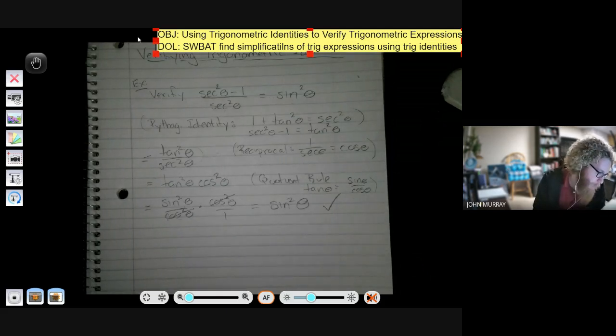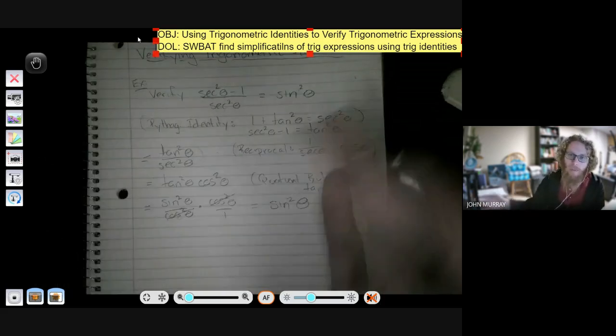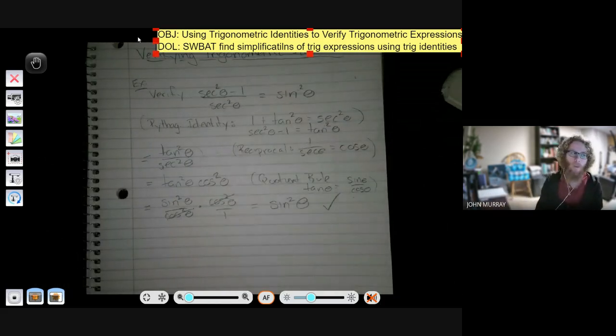I don't think you really have to say anything after you find it. Just as long as you end up with what you had on the right side or on the left side, depending on what side you were working with, you could just say verified, you could put a check mark next to it, whatever you'd like. Okay, any questions with that?